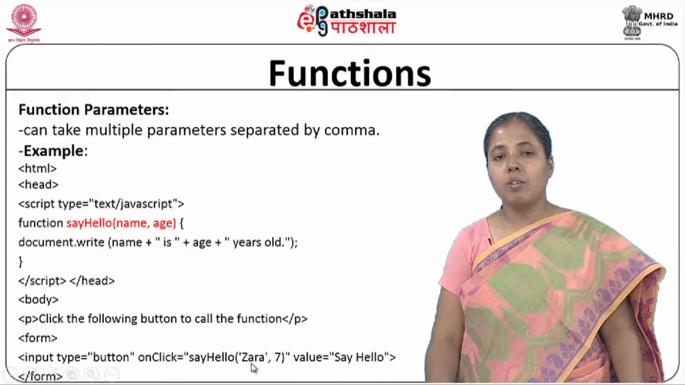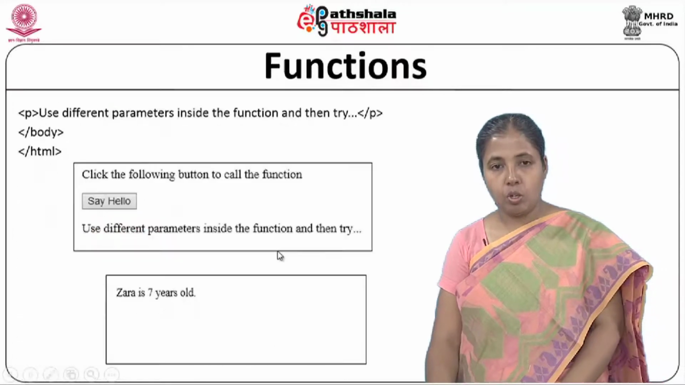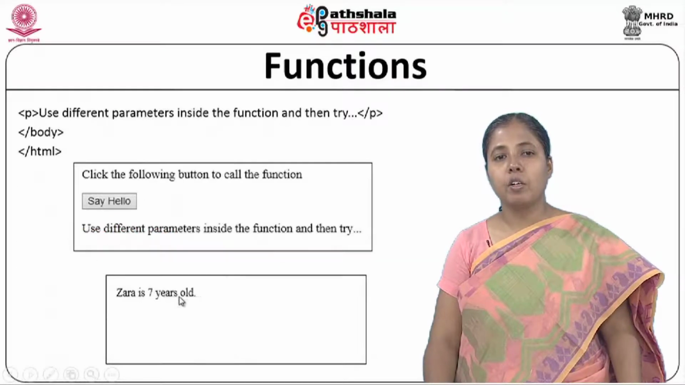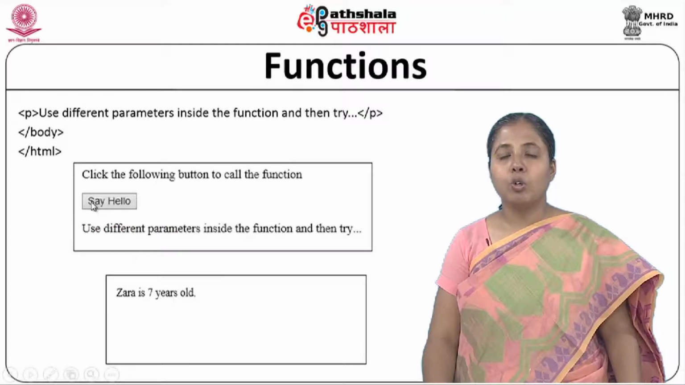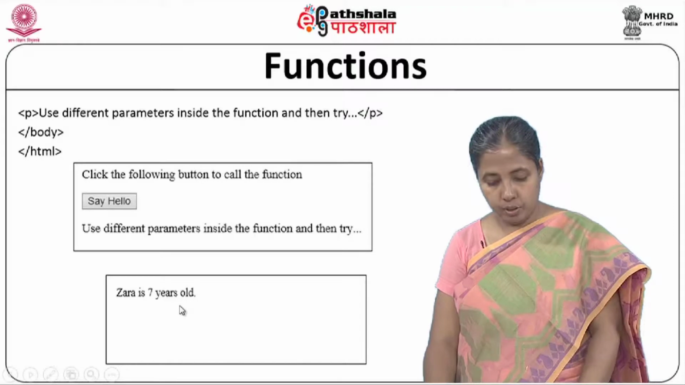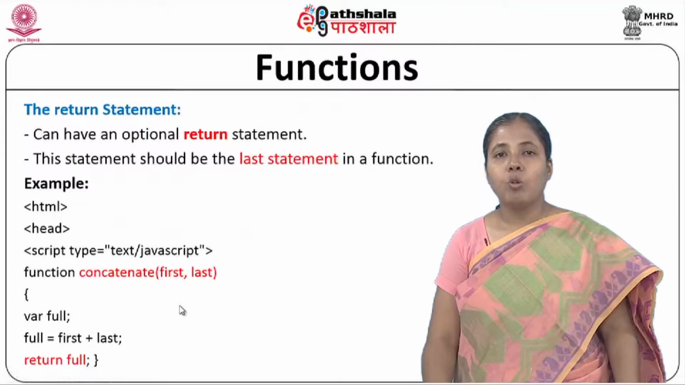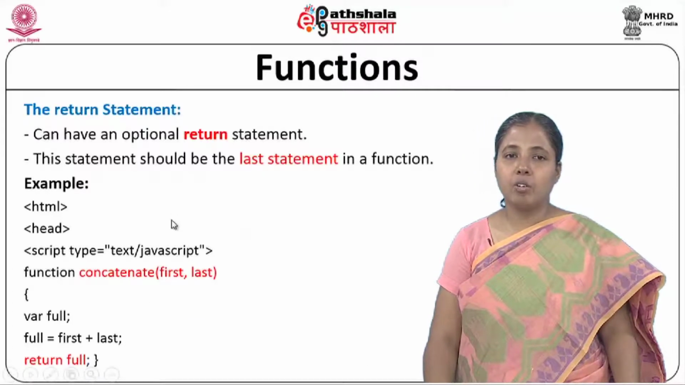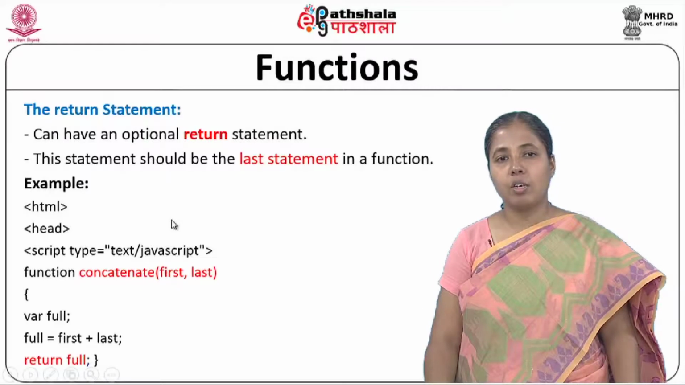You try to pass the two values to the function as Zara and then 7. Now when this function is called, it tries to print the name of the person and the age is 7 years old. So the output would be printed like this. So you have a button, you click it and the function would be invoked and the output would be printed. Now this function can also have a return statement, but it is an optional return statement.